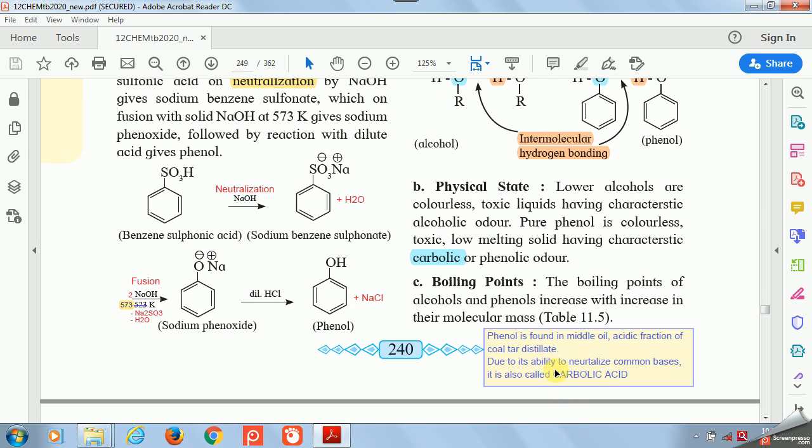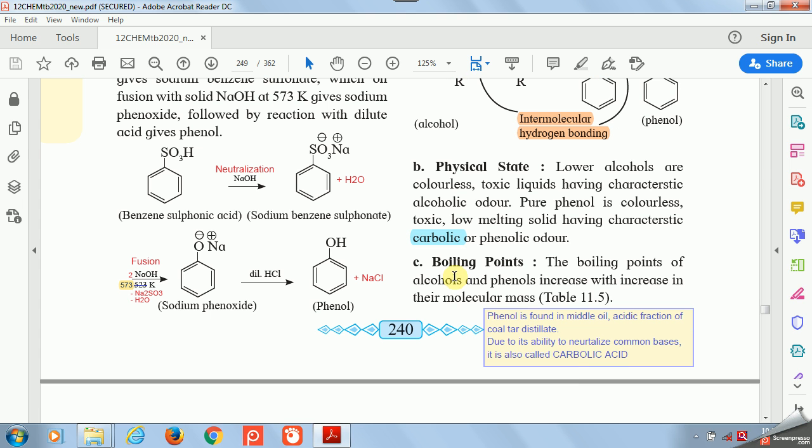Phenol is found in the middle oil acidic fraction of coal tar distillate, and due to its ability to neutralize common bases such as NaOH, it is also called carbolic acid. So that word is used here. So phenol is also known as carbolic acid. Many times in your board exam question, this word carbolic acid is used instead of phenol. So due to this word, the odor is mentioned as a carbolic odor.